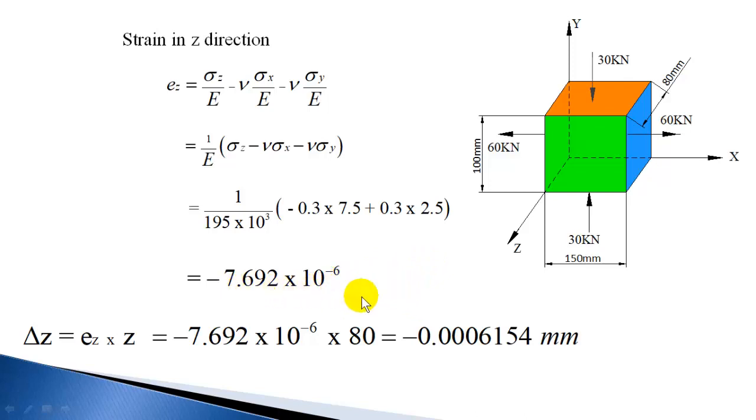You can take so much mm in unit length. So strain means change in length in unit length. So in 1 mm length in the z direction, 7.692 into 10 raised to minus 6 mm will be the decrease in length. So in 80 mm length, the decrease will be, you have to multiply by 80 and you get minus 0.0006154 mm. So in the z direction, the block dimension will decrease by this amount.